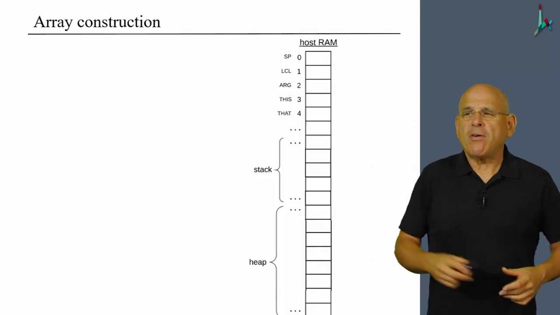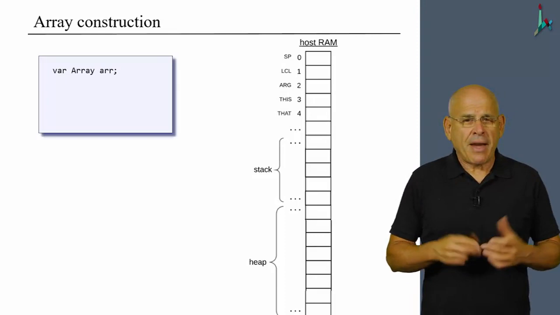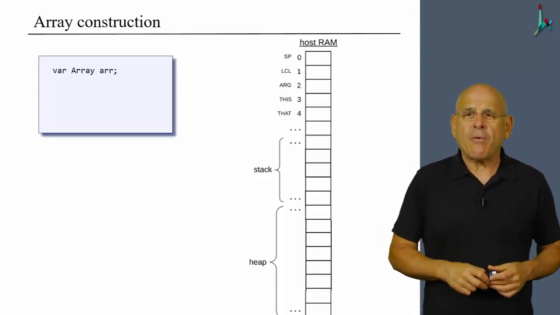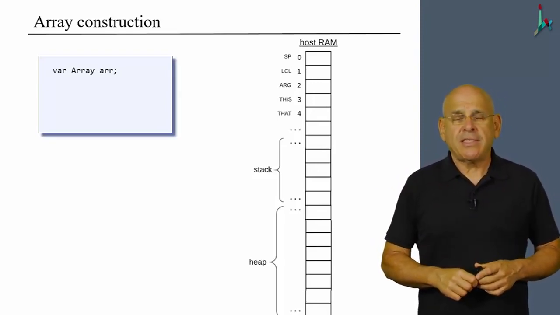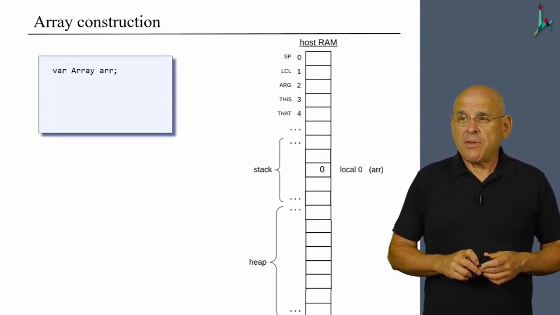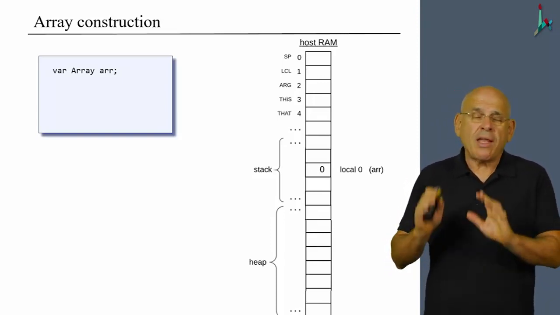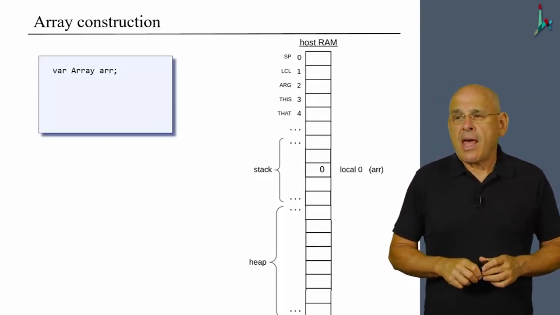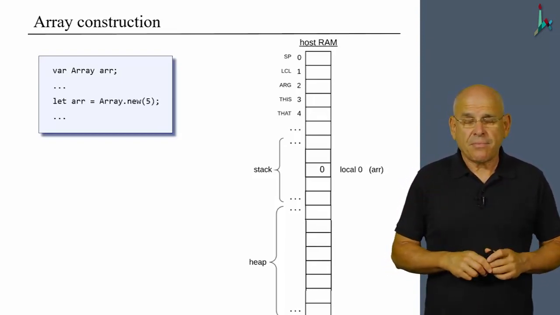Here's a map of our host RAM, repeating something that you've seen by now several times in the course. And let us assume that the high-level programmer writes var array ARR. So basically, the programmer is declaring an array called ARR. Well, in response to this, the compiler is going to do something very humble. It will only allocate a local variable to represent this array. And in Jack, it will also initialize this variable to 0, and that's it.